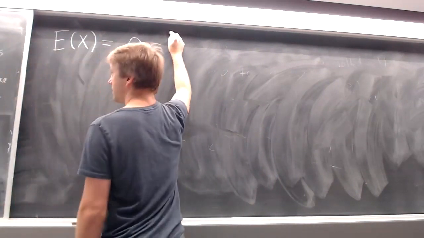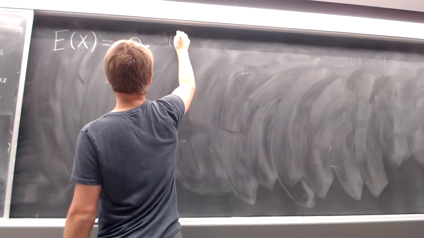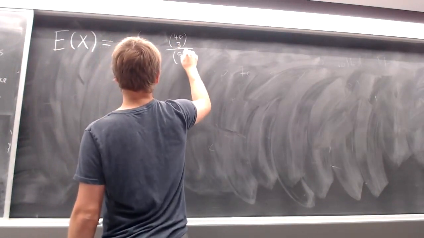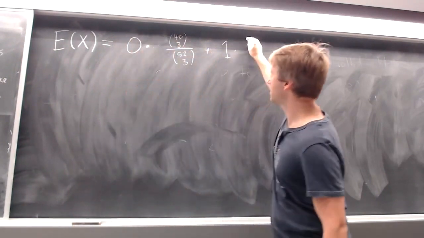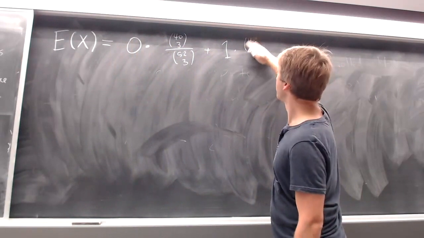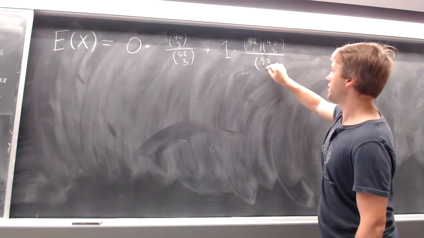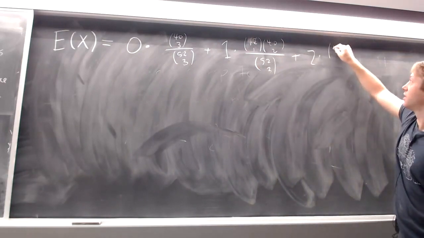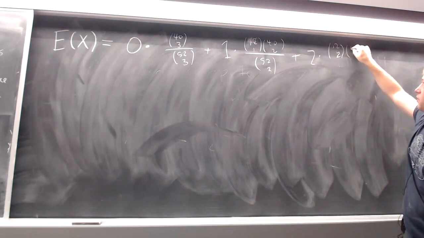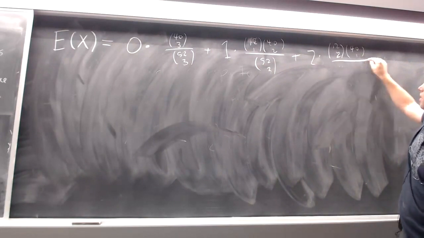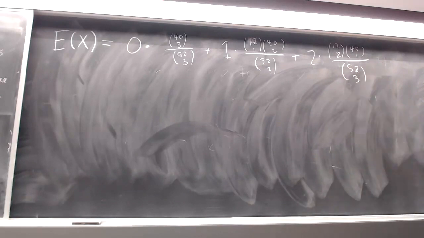So 0 times 40 choose 3, over 52 choose 3, plus 1 times 12 choose 1, 40 choose 2, over 52 choose 3, plus 2 times 12 choose 2, 40 choose 1, over 52 choose 3, plus 3 times 12 choose 3, over 52 choose 3.